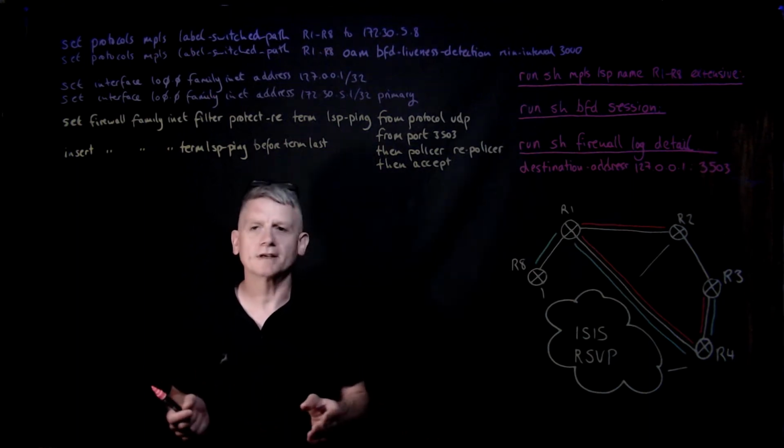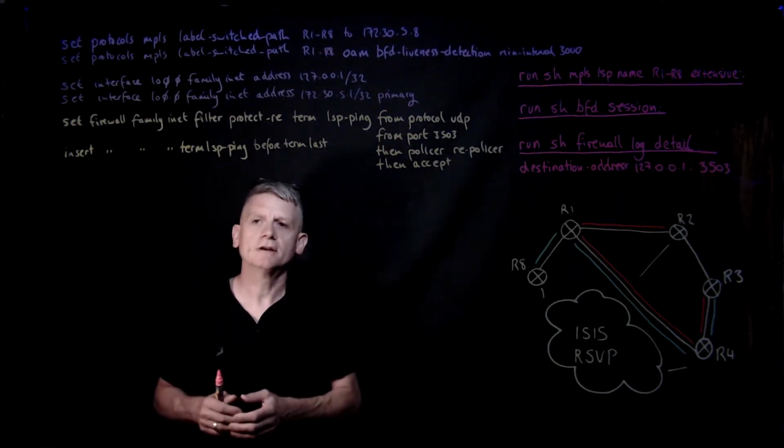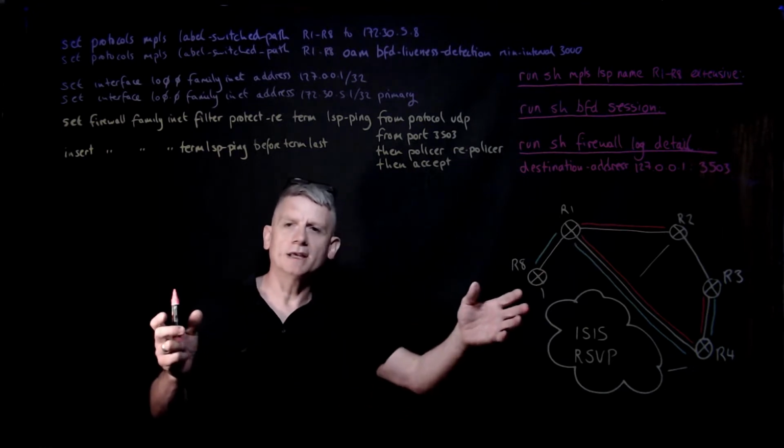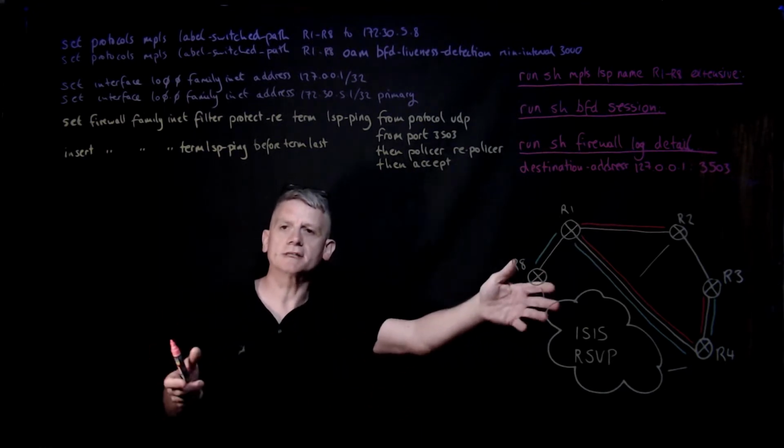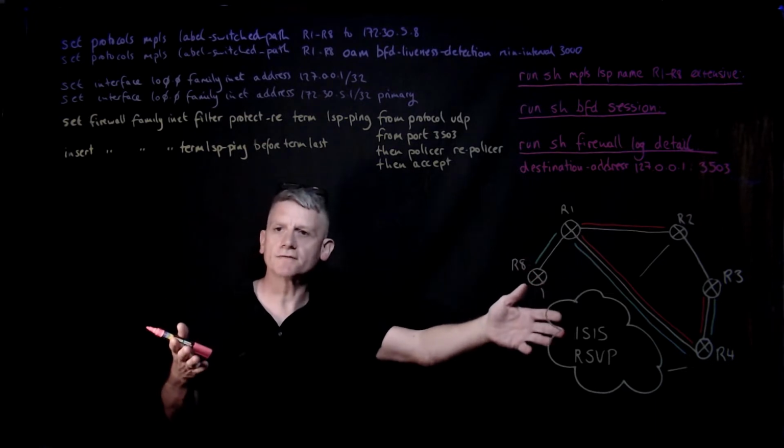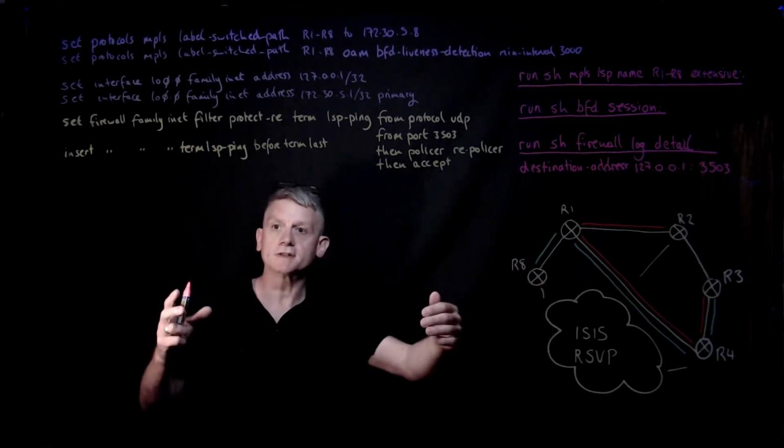Okay, so we'll have a quick look at bi-directional forwarding detection. We know why we need it. In the past, if you had a long distance serial line that you'd purchased from a provider and it for some reason failed, you'd see a loss of link light.